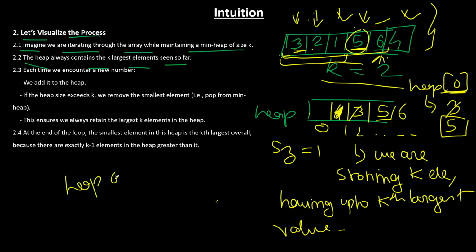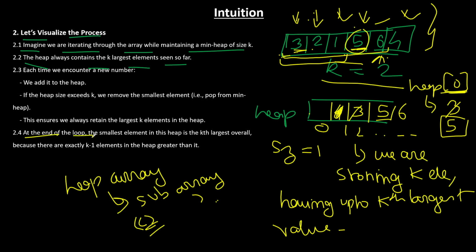But since we are putting values one by one, like a sub-array, we are just trying to check in each sub-array, from size one up to size x, what could be the second largest element till that point, right? This is what is written here. At the end of the loop, the smallest element in the heap is the kth largest overall, because there are exactly k minus 1 elements in the heap which are greater than it. Right? Definitely that's the thing. So this is what the intuition and visualization process is about.